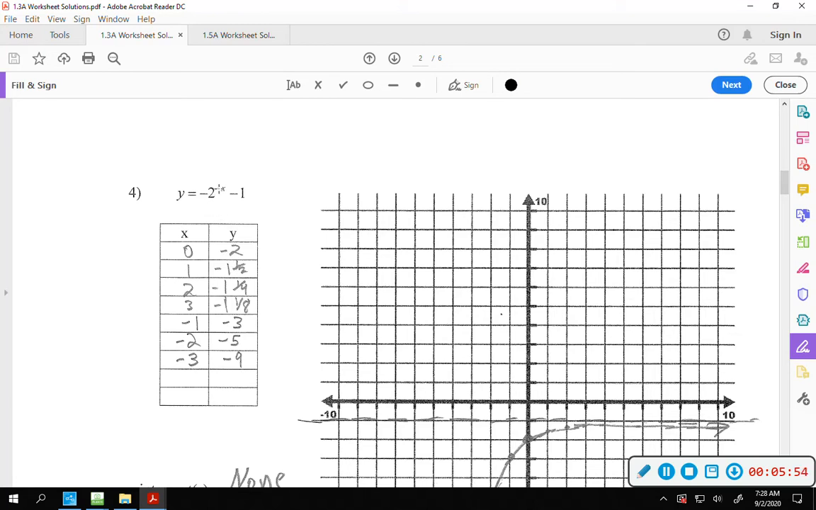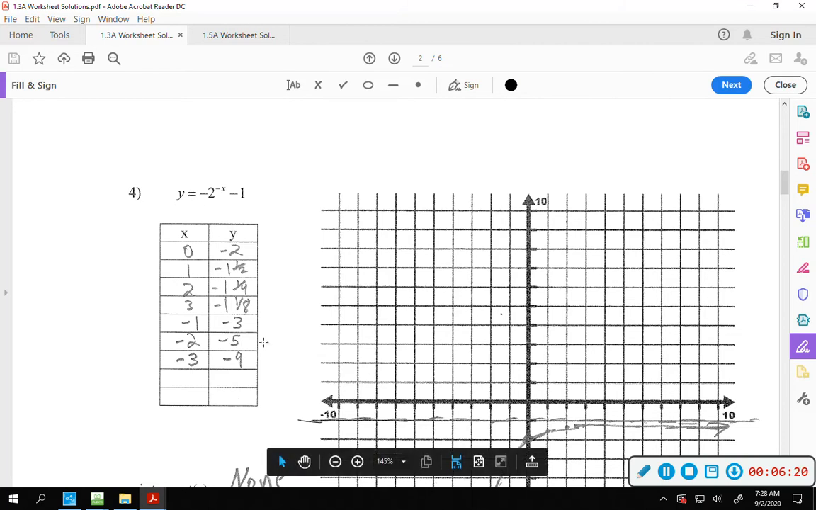2 raised to the negative of negative 2 becomes positive 2. 2 squared is 4. Make it negative. Negative 4 minus 1 is negative 5. Negate negative 3 is positive 3. 2 cubed is 8. Make it negative. Subtract 1. So I'm always going to talk through this computation with you because a lot of times it's the computation that can create problems for students.